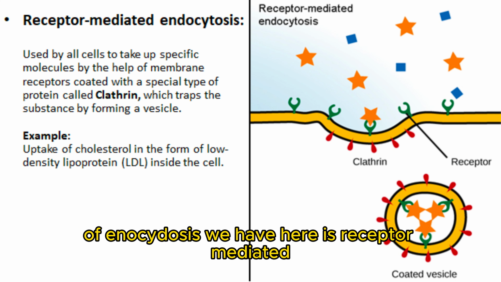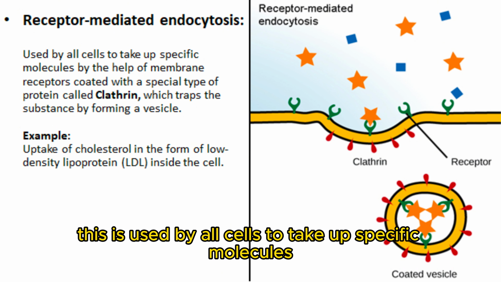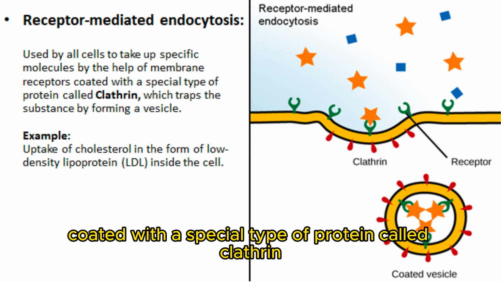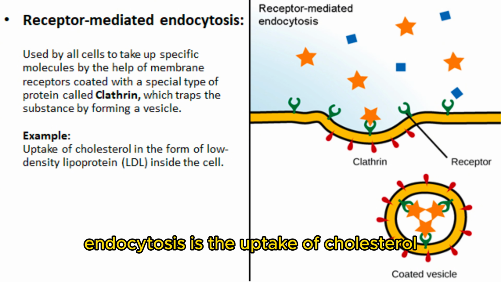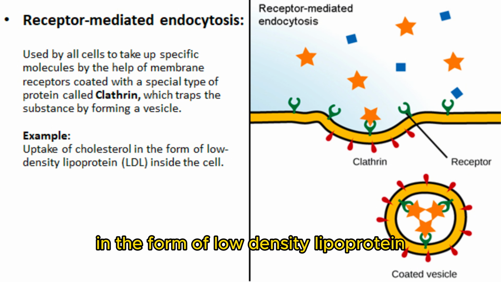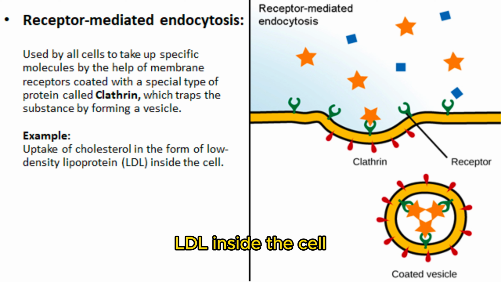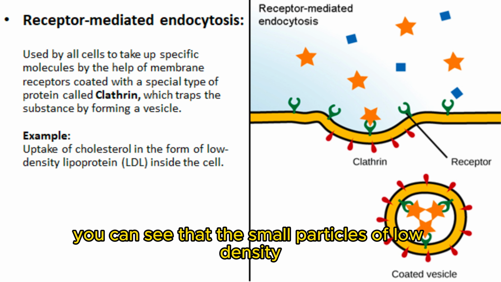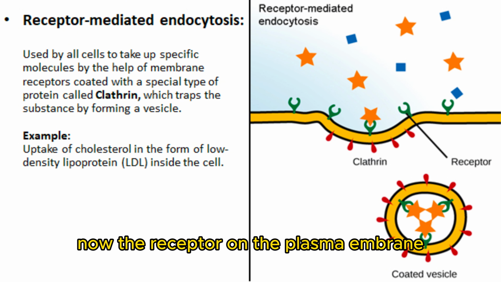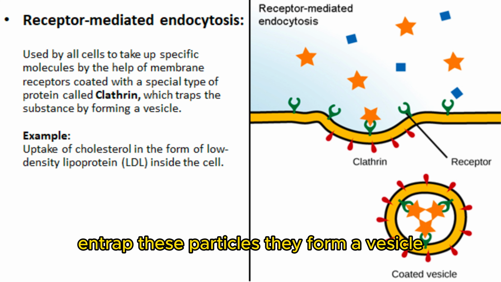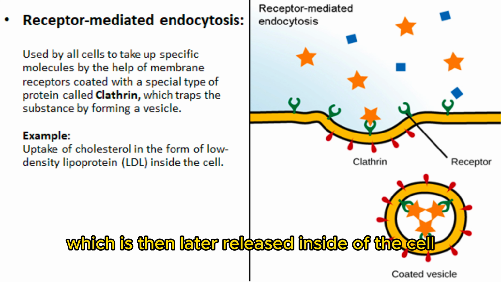Now the last type of endocytosis we have here is receptor-mediated. This is used by all cells to take up specific molecules with the help of membrane receptors coated with a special type of protein called clathrin, which traps the substance by forming a vesicle. The example of this type of endocytosis is the uptake of cholesterol in the form of low-density lipoprotein, LDL, inside the cell. From the picture, you can see that the small particles of low-density lipoprotein are swimming in the extracellular fluid. Now, the receptors on the plasma membrane entrap these particles. They form a vesicle, which is then later released inside of the cell.